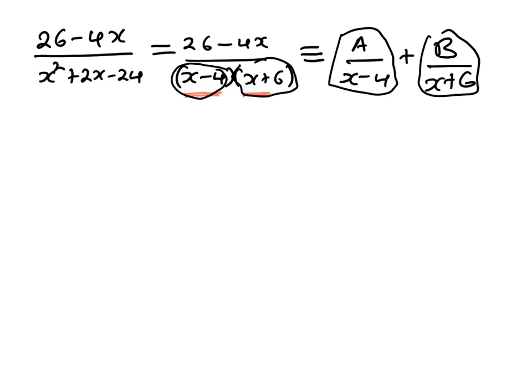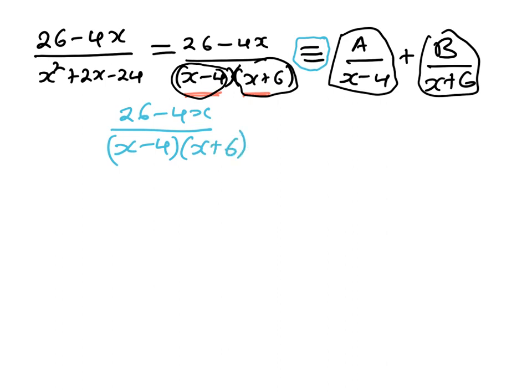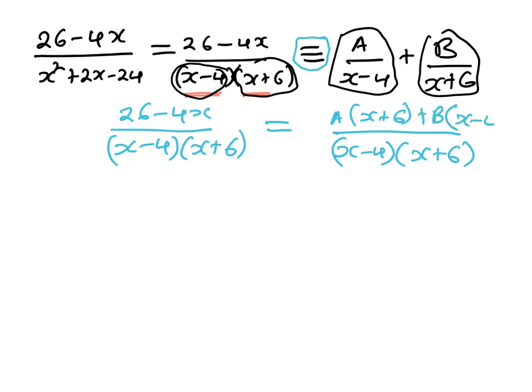The next task is to find the value of a and the value of b. Look at what I'm doing here: I'm saying they are identically equal. Once I get the values of a and b, then I will equate, but here I say it is equivalent to. Let's go ahead and get the values. 26 minus 4x out of x minus 4 into x plus 6 will be equal to, taking the LCM on the other side, a into x plus 6 plus b into x minus 4.